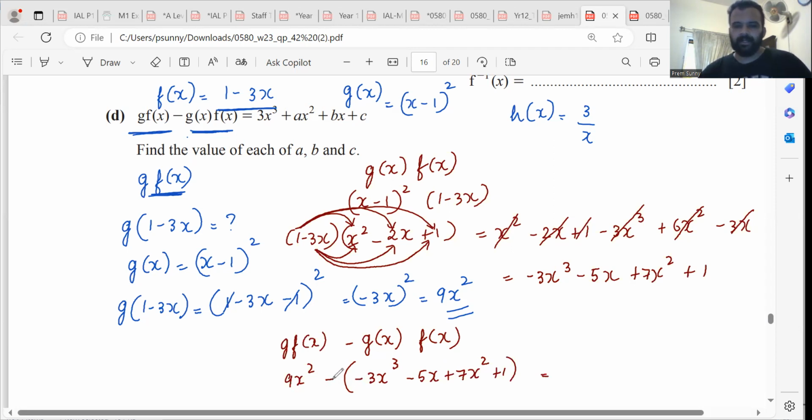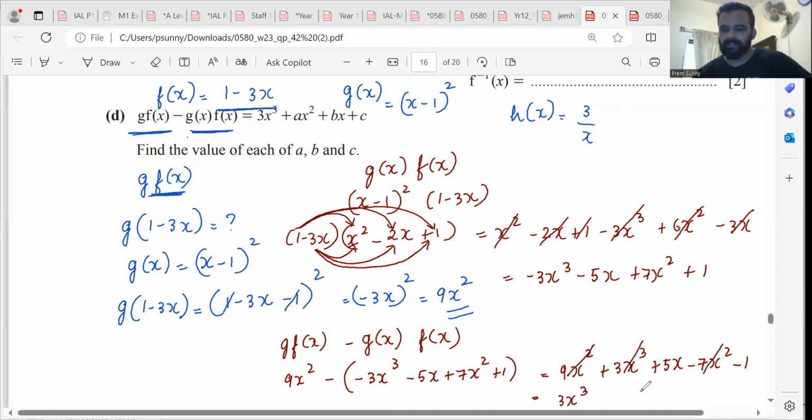Now this negative sign, we need to take it inside the bracket. So when we simplify this, we will get 9x square. Minus into minus is plus, so plus 3x cube. Minus into minus is plus 5x. Now minus into plus is minus 7x square. Minus into plus is minus 1. When we collect the like terms or rearrange them, we'll get 3x cube.